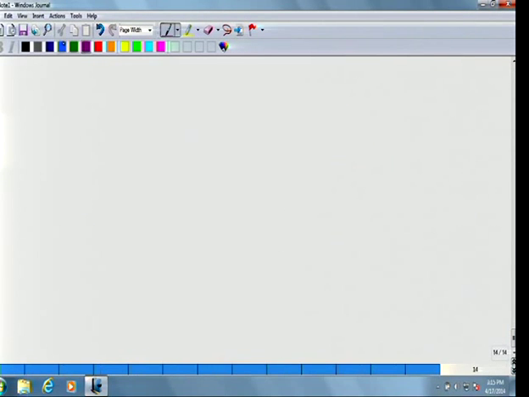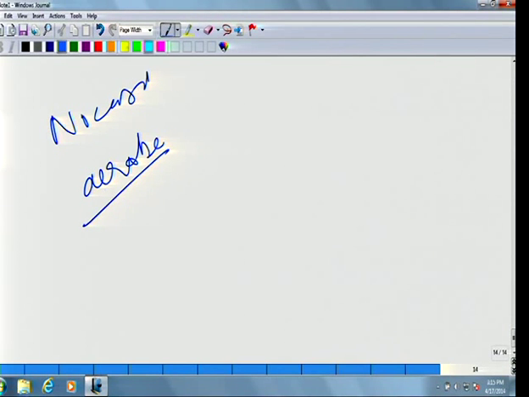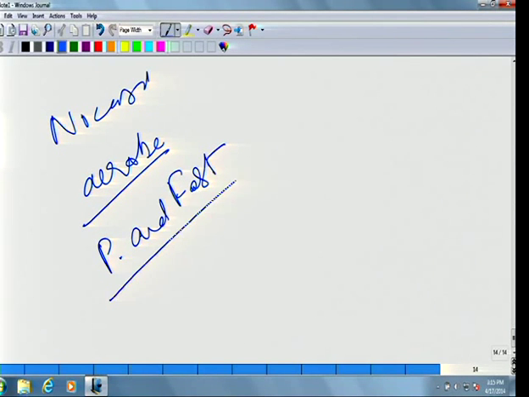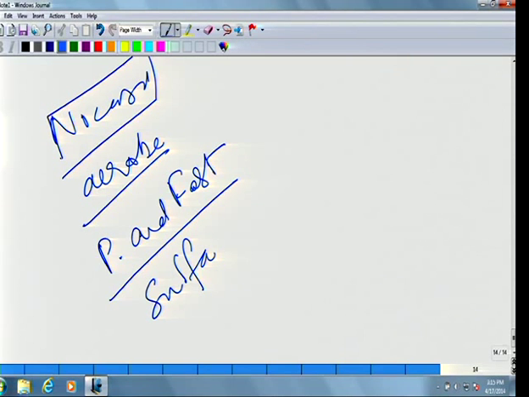Nocardia. It is an aerobe. The most important thing is that it is partially acid fast, modified acid fast. What's the drug of choice for treating nocardia? Sulfa. And for actinomycetes it was penicillin. So you get nocardia infection from the environment. It's an aerobe, partially acid fast, and sulfa drug for the treatment.